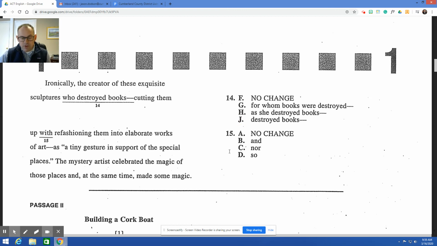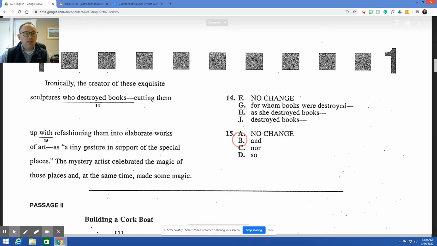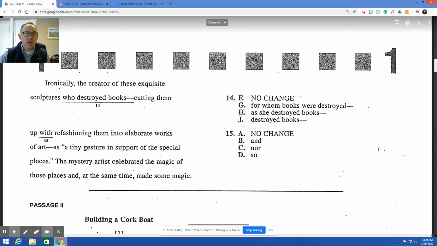And then number 15, cutting them up with refashioning them, that is an incorrect use of the preposition. The correct choice should be and, cutting them up and refashioning them into elaborate works. All right, that's passage 1. If you time yourself, you should have about 9 minutes to do passage 1, 15 items, because there are 75 questions and 45 minutes to answer those questions.